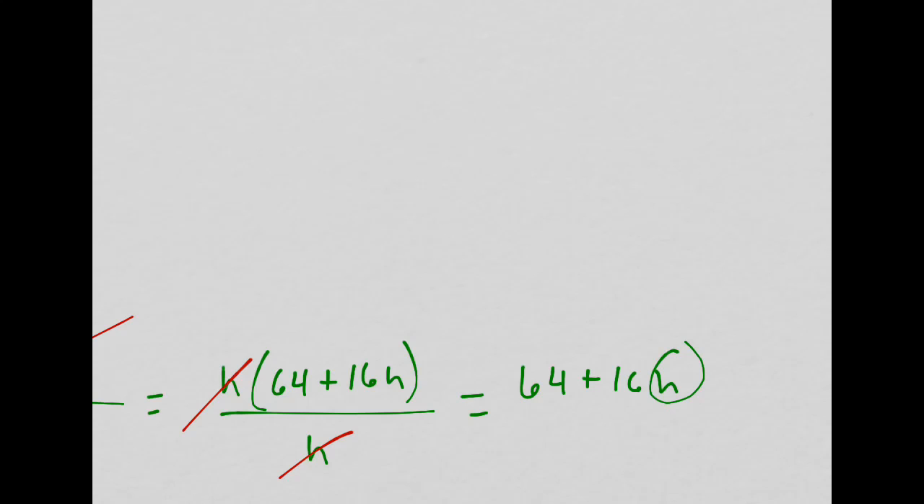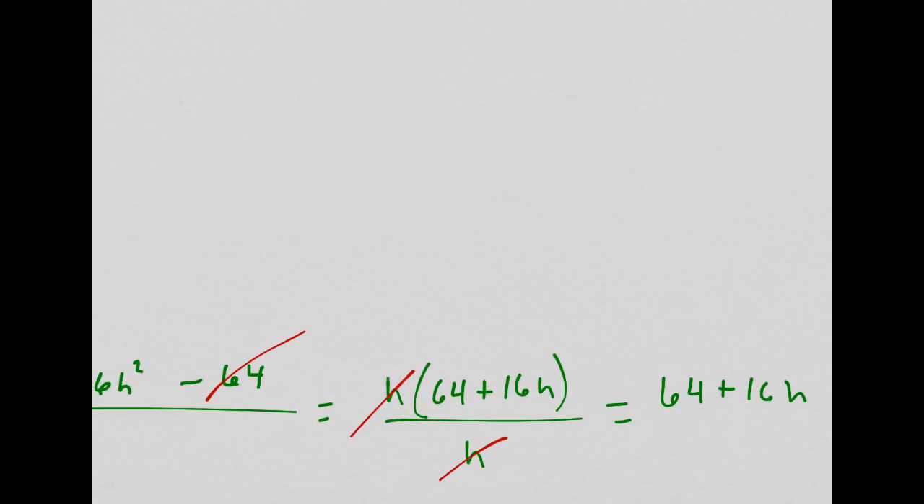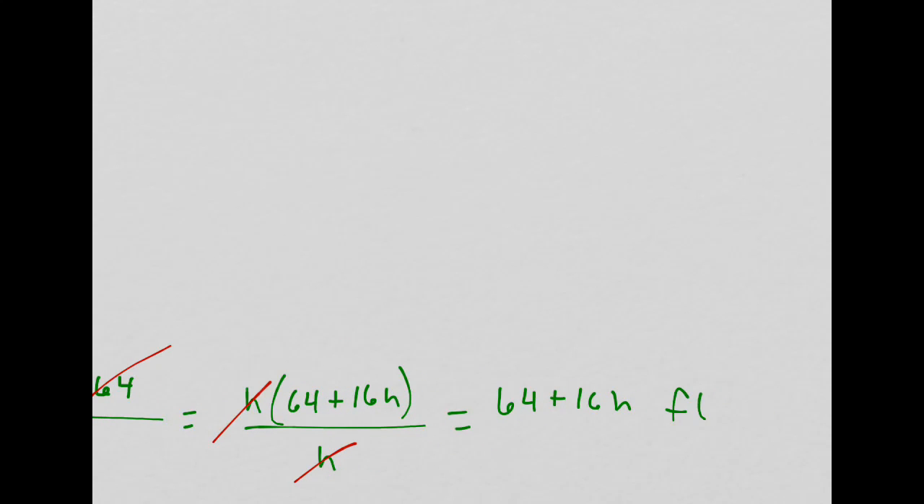Now if h is really, really tiny, suppose h is 0.00001. If we did that, 0.00001 times 16, I don't know if I did the correct number of zeros, but I get 0.00016 or whatever. So really, it's pretty much just 64. So the instantaneous speed, if you suppose that h is just really, really tiny, going towards 0, would be 64 feet per second. So we can say feet per second.